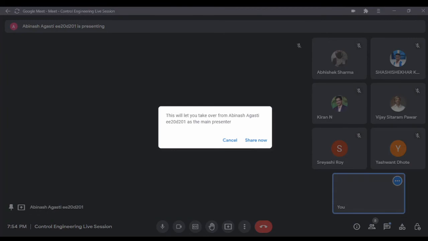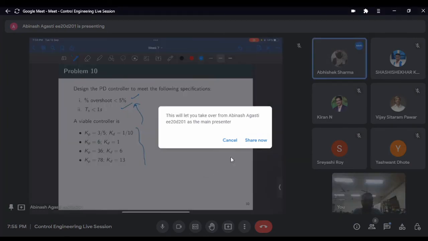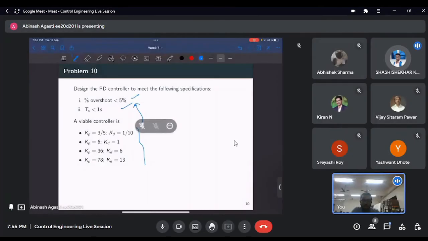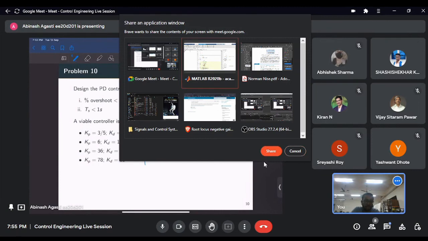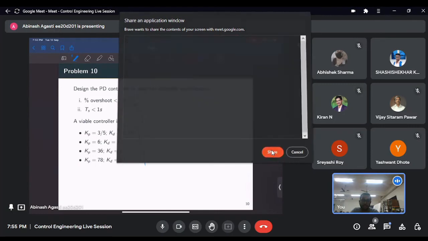Can we solve without MATLAB? Yes, we can solve without MATLAB also, but the calculations will become very tedious and time consuming. You can try it out, you can verify it for yourself, but MATLAB is not strictly necessary. We have to find for all these 4 values of KP and KD. Yeah, we have to find out whether each KP, KD satisfies this or not. That is why we will use MATLAB.